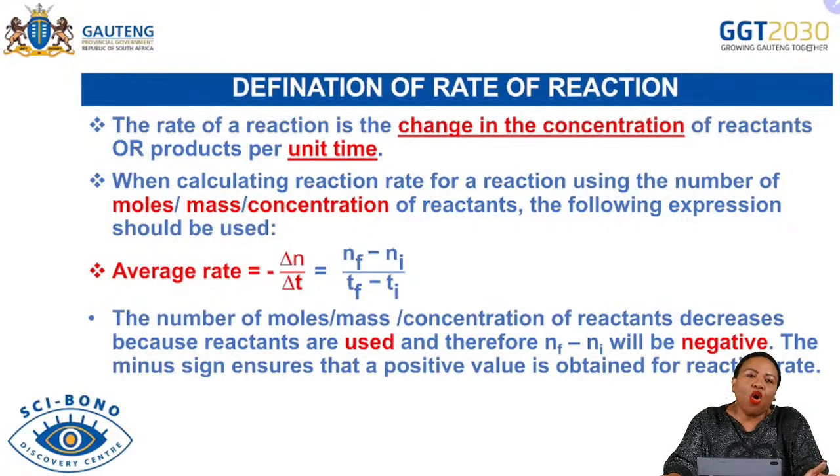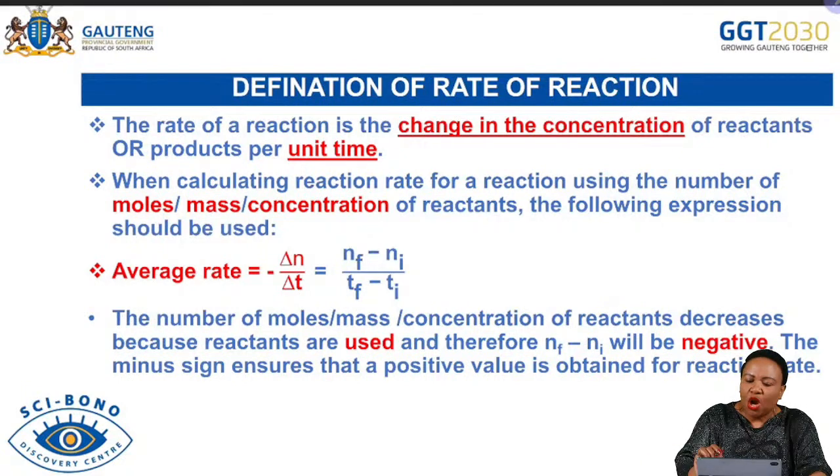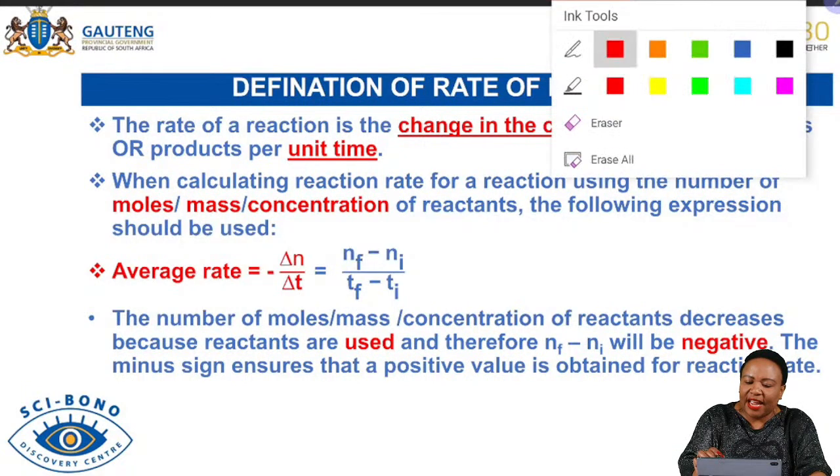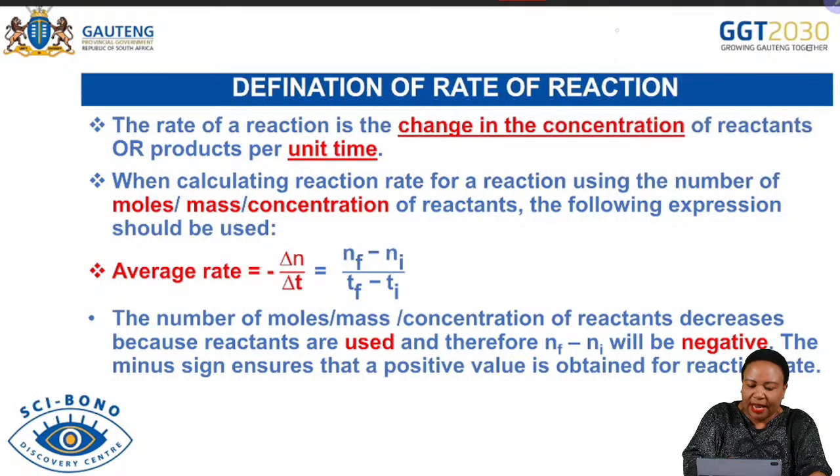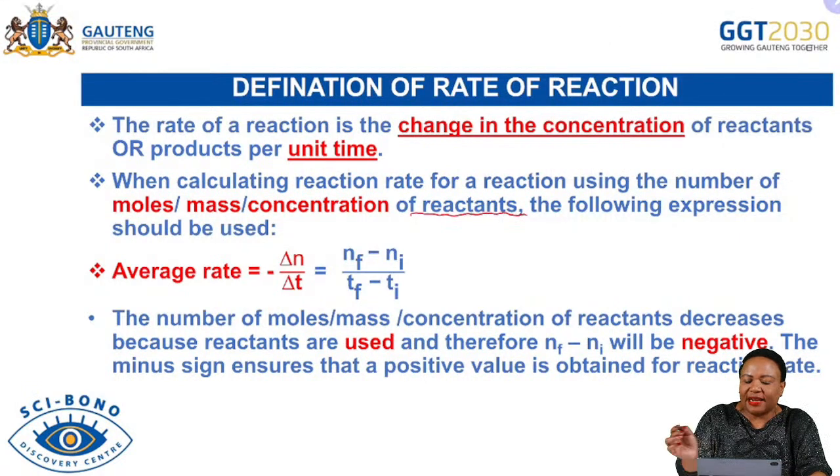Now, we are also required to calculate the reaction rate according to the bullets that I have read under the exam guideline. When calculating the reaction rate, we can use the number of moles, or we can calculate in terms of the mass, or in terms of the concentration of the reactants. What is important now is that we will be looking at the reactants. I just want to underline this. We are going to be based on the reactants.